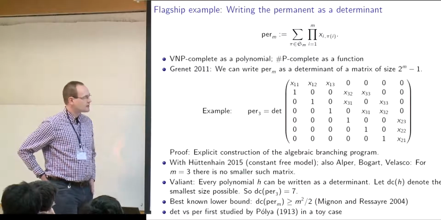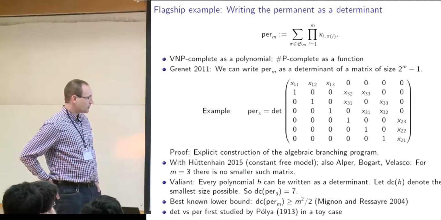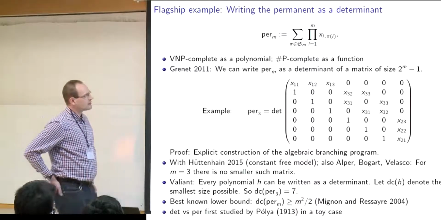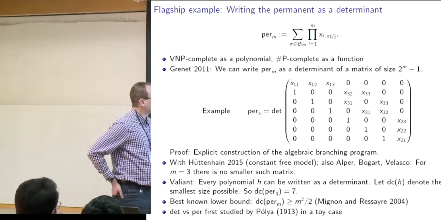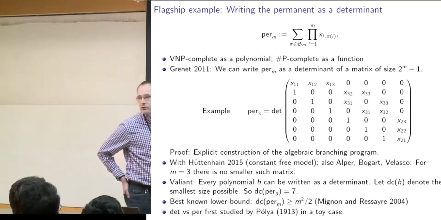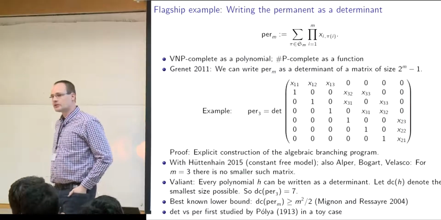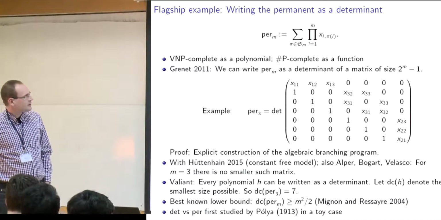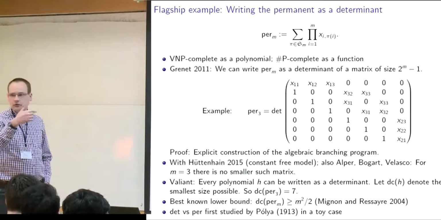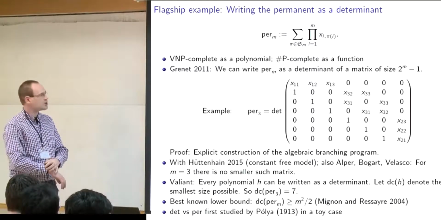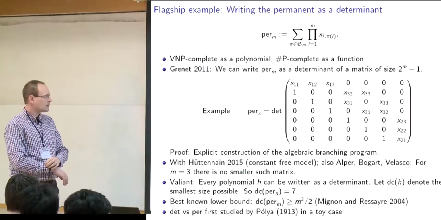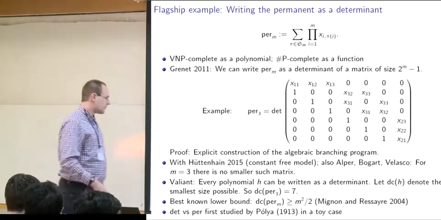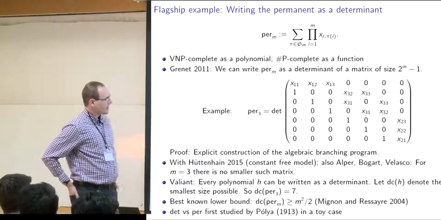It's a computer calculation, so it is not possible. You cannot get a 6x6 matrix. And then a few months later, Alper, Bogart, and Velasco proved that you cannot even get a smaller matrix when you allow affine linear forms in the entries of the matrix cells. So if you allow not just the variables being there in these cells, but a linear combination and also maybe some constants in each cell, right? Even then you cannot get a smaller matrix. So this is optimal.